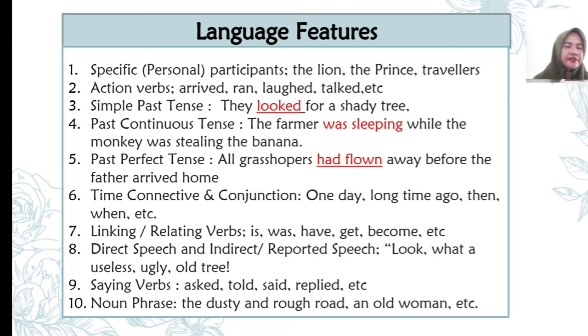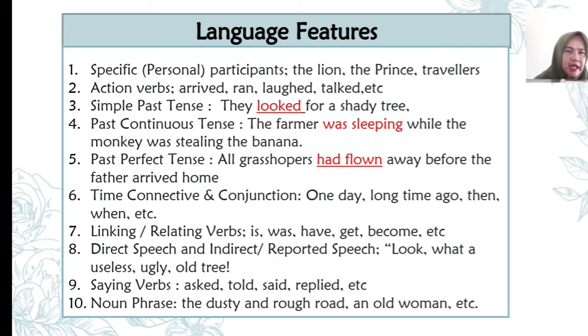The seventh is linking correlating verbs. For example, is, was, have, get, and then become, etc. The eighth is direct speech and indirect or reported speech. Ada kalimat langsung dan kalimat tak langsung. Contoh kalimat langsung, "Look what a useful ugly old tree," misalnya ya. Salah satu ciri-ciri kalimat direct speech biasanya terletak di dalam tanda kutip ya.